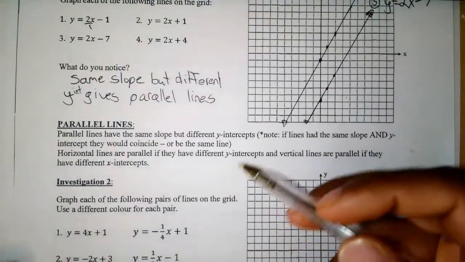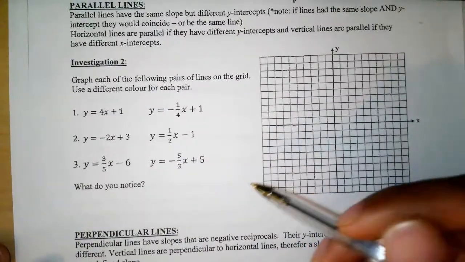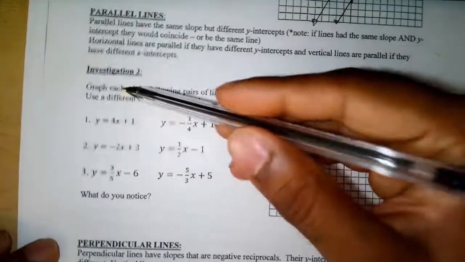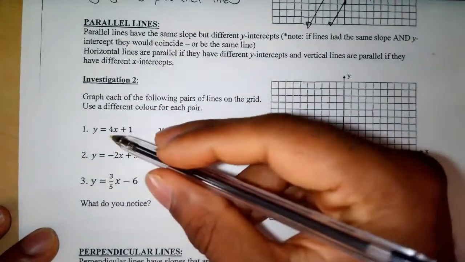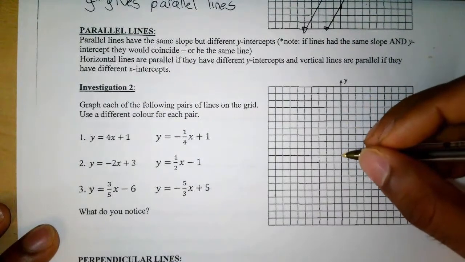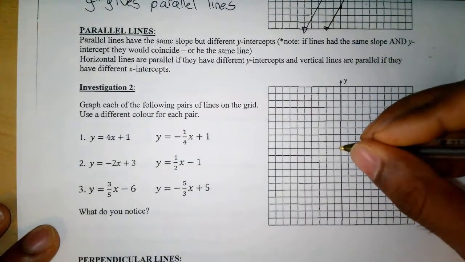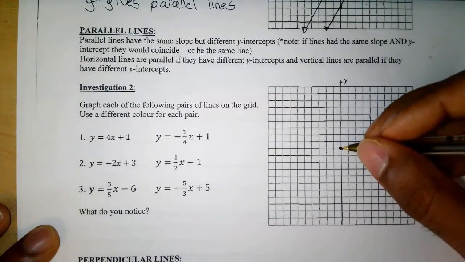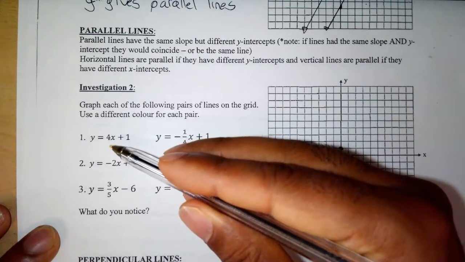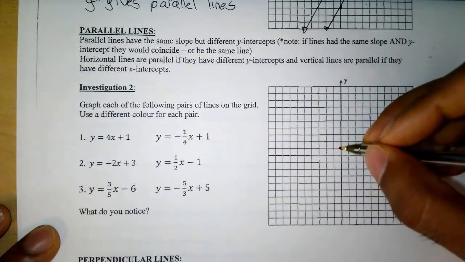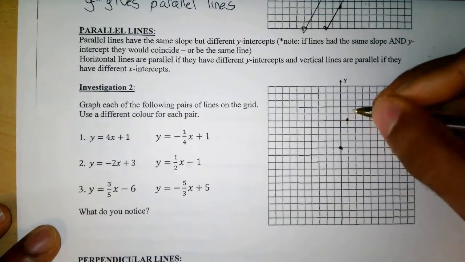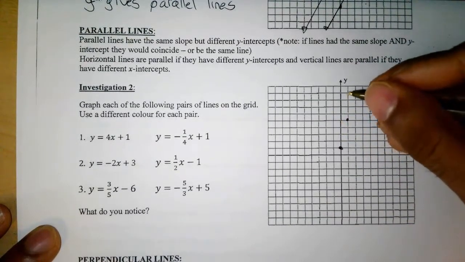Okay. Let's do another investigation. So you can see the spoiler ahead. We're going to look at perpendicular lines. So we'll just do two of them here. So y equals -4x plus 1. So again, go to plus 1 and to a point. And then the slope here is 4. So you go rise 4. 1, 2, 3, 4, and over 1. Let's do one more. 1, 2, 3, 4, over 1.